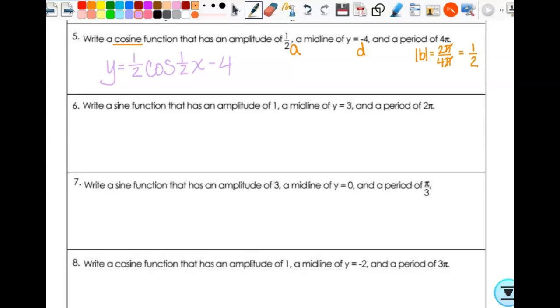All right. So let's look at 6. Sine function, amplitude is 1. Midline is y equals 3, so that's D. Period is 2 pi, so what's the absolute value of B? 1, exactly. So this is y equals, since A is 1, I don't put anything. They told me a sine. B is 1, so it's just an x, and then it's just plus 3. Any questions on those? Then you do number 7.